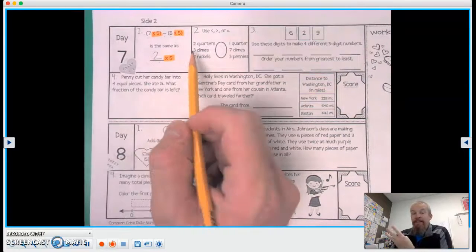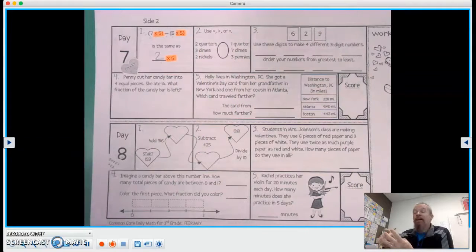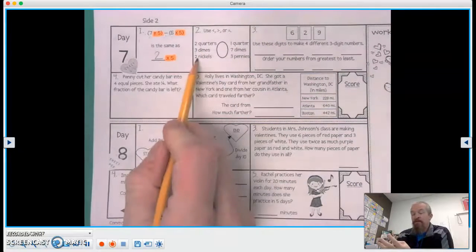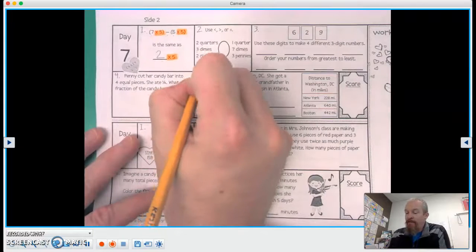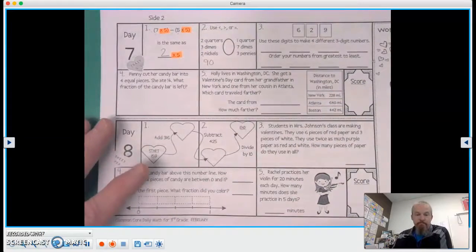With 3 tens would be 60, 70, 80. 2 nickels are each worth 5, so now we're going to count by 5s. So we're at 80, so we go 85, 90. So on this side over here, we have 90 cents.